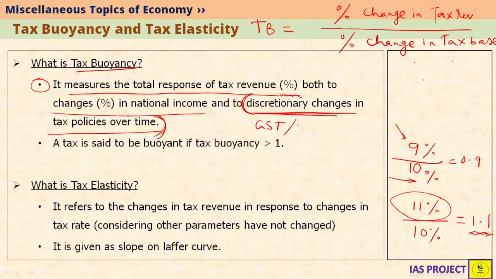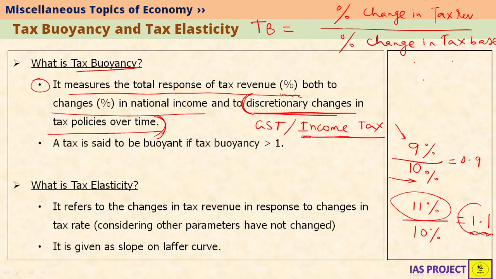For example, if government is bringing a new policy on GST, are the GST tax collections going to increase or decrease? It can be calculated for income tax also. What about the tax buoyancy of income tax? For example, government is changing the income tax policy. It is reducing the slabs or increasing the slabs. Then what is going to happen to the income tax? Are the collections going to increase or decrease? So tax buoyancy gives the information for that also.